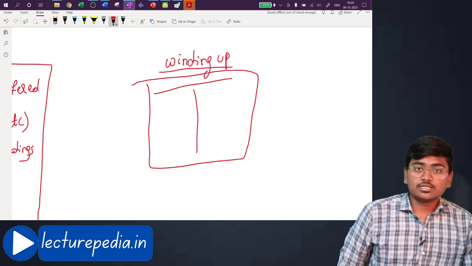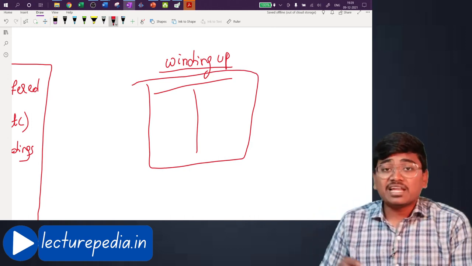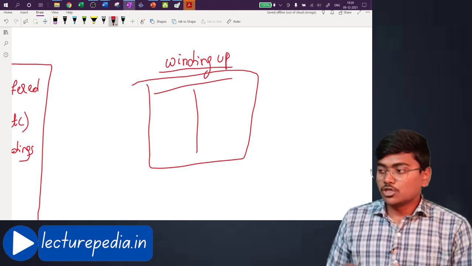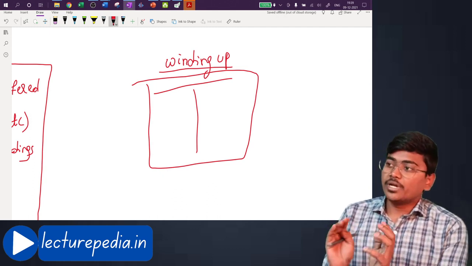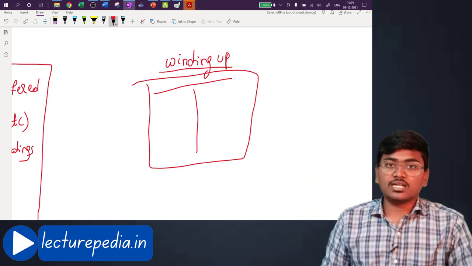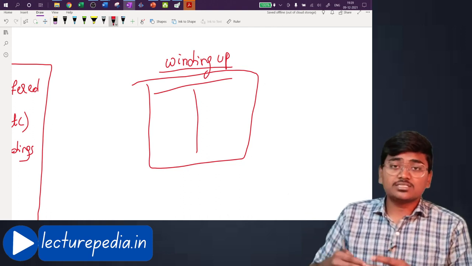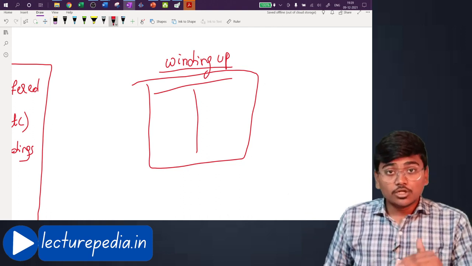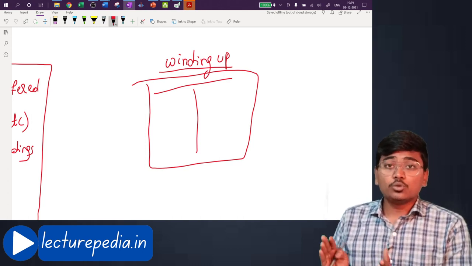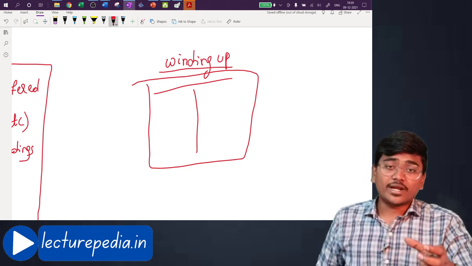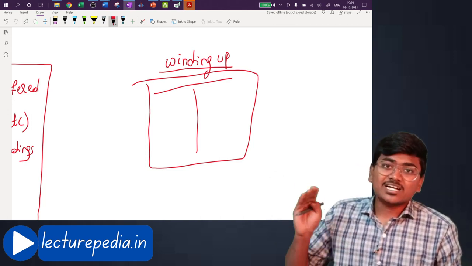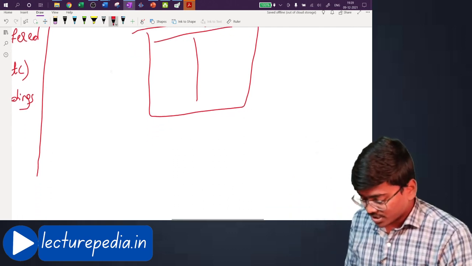Simply we can say that the process of making the balance sheet of a company nil is known as winding up. Now you have wound up, that means you have made the balance sheet of the company nil. You have sold the assets, you have discharged the liabilities, but still the company is in existence. To kill the company, after winding up you have to kill the company. The process of killing the company is known as dissolution.